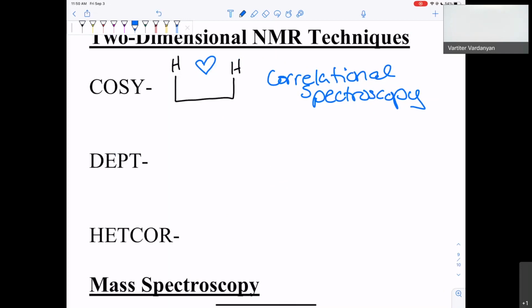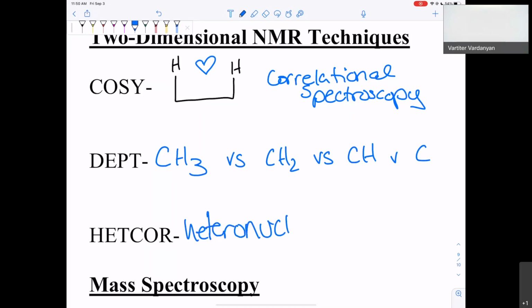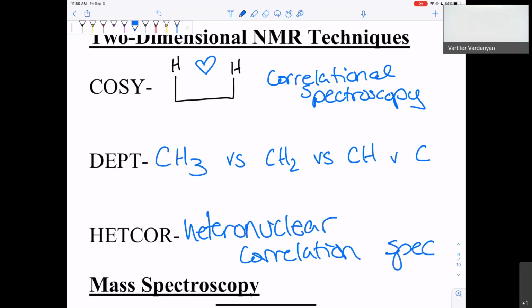What you have to know is this is going to tell you the difference between a CH3, CH2, CH versus just a C. You can remember this because it's giving you in-depth information. Depth, in-depth. All right, HETCOR, just know it stands for heteronuclear correlation. And it's just talking about different atoms with different nuclei.